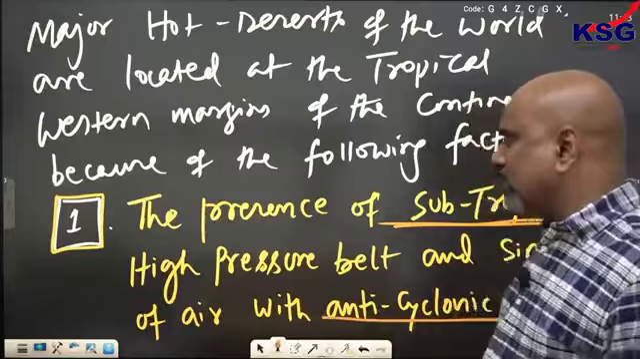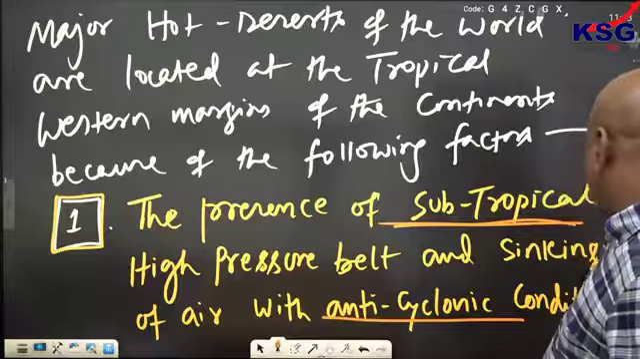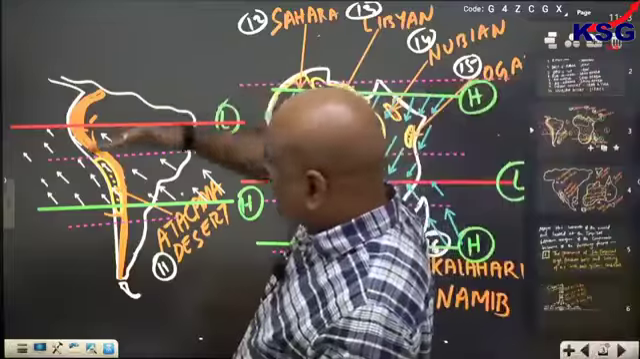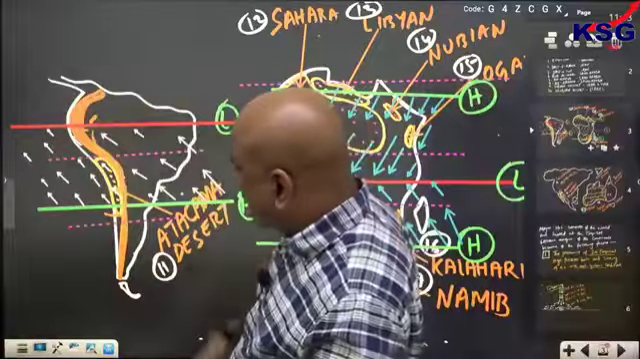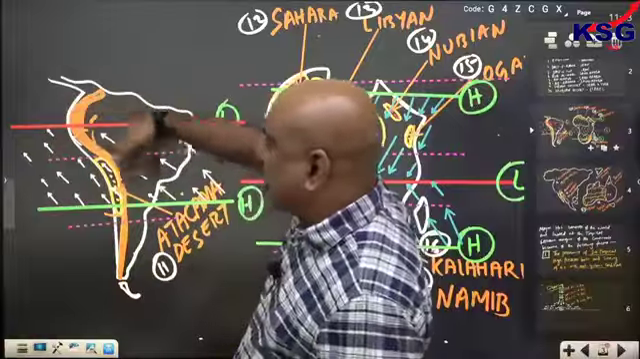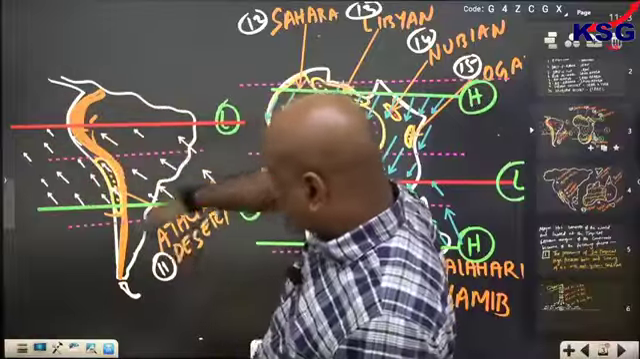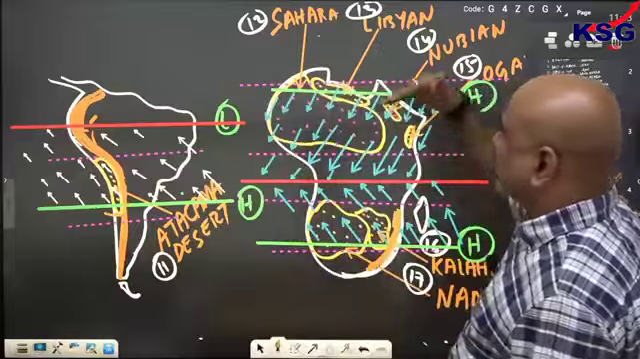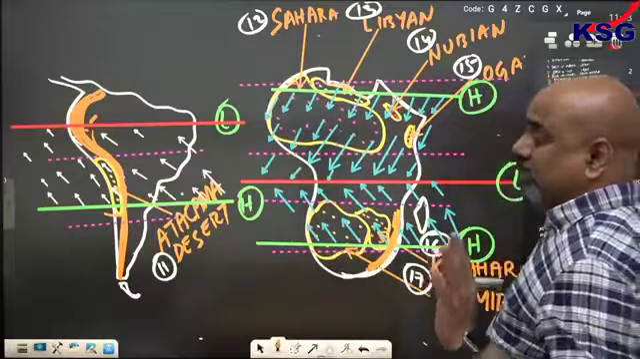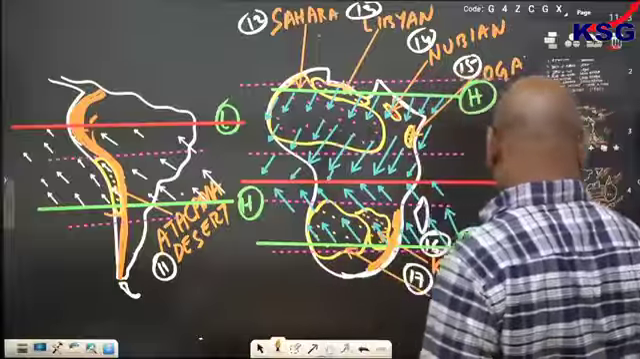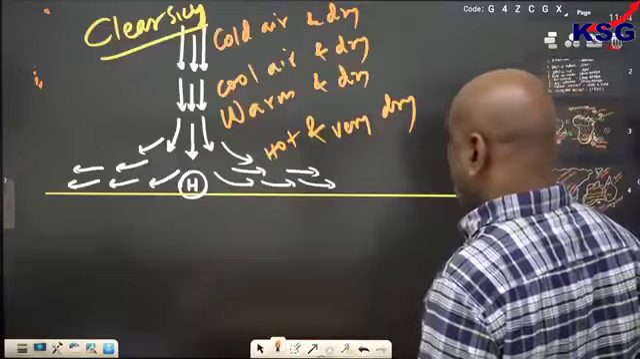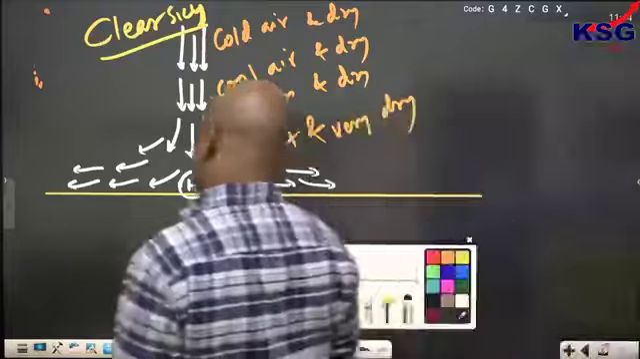Let me show you, wherever there is anticyclonic condition, look, it is sinking here and going in this way. Going from here it becomes easterlies, coming from here it becomes westerlies. Here it is also going in this way, easterly. This is westerly. So sinking of the air in anticyclonic conditions is the first point. Second point we will see now.